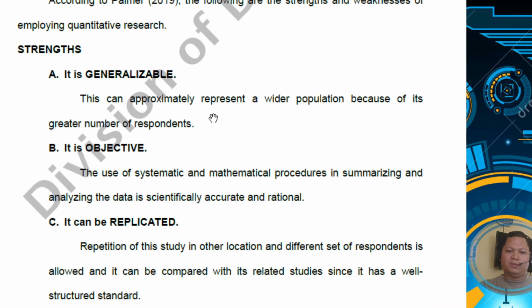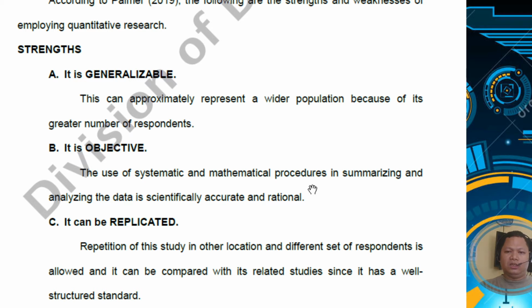And letter B, it is objective. The use of systematic and mathematical procedures in summarizing and analyzing the data is scientifically accurate and rational. Okay, so take note, it is systematic and mathematical procedures. This eliminates the biases in conducting the research, because you follow a scientific procedure.